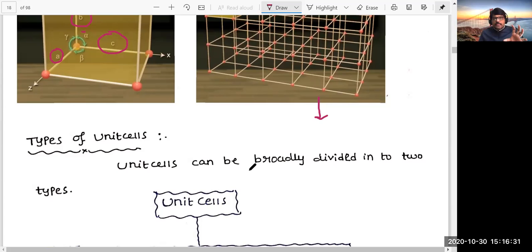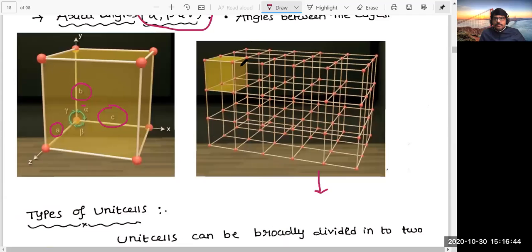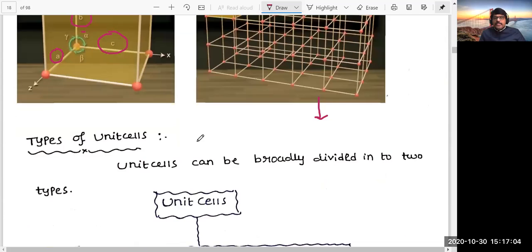Whenever the given solid is represented with the help of points, irrespective of the type of solid, that is called a space lattice. All the points we are writing are joined by straight lines, and this entire structure is called a space lattice. And these red colored things are called lattice points. The smallest repeating unit is called a unit cell. A unit cell is characterized by 6 parameters. But before going to basic crystal systems, it is necessary to understand the different types of unit cells.